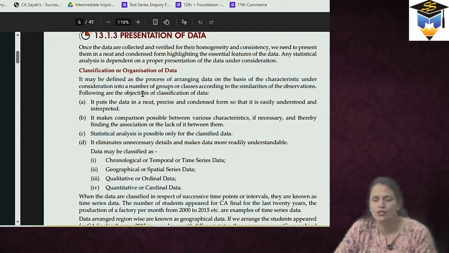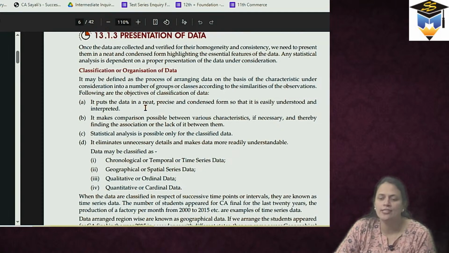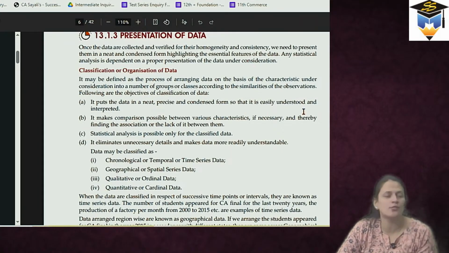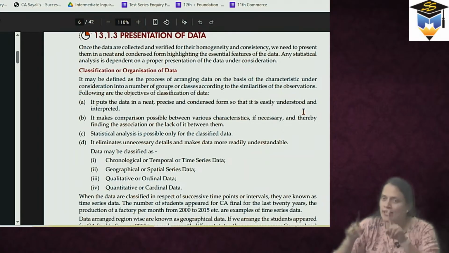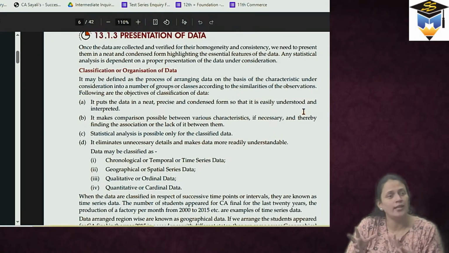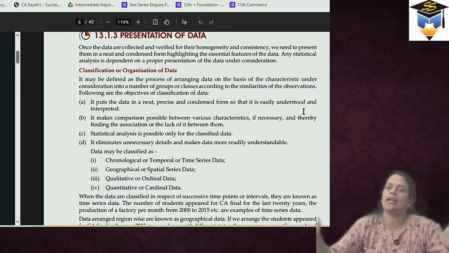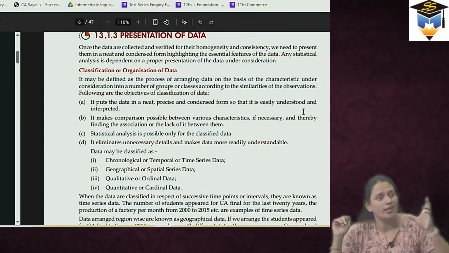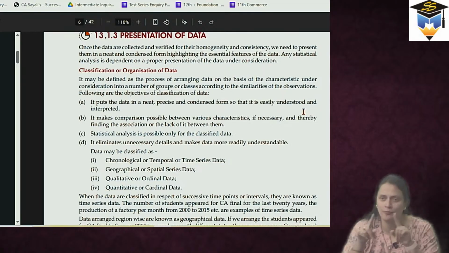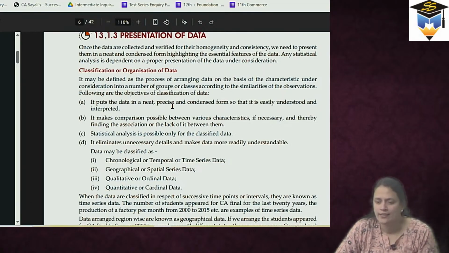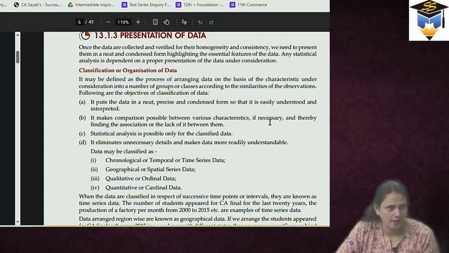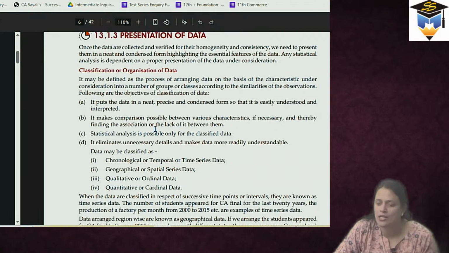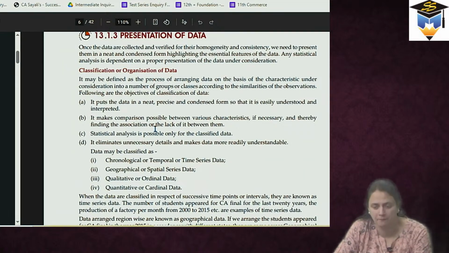What are the advantages of classification of data? It puts the data in a neat, precise and condensed form so that it is easily understood and interpreted. So if I draw a table very nicely, then it will help me. Just by looking at the table, I can understand which data it is. Instead of reading each and every paragraph, it is very easy for me from a table. Okay. Then it makes comparison possible between various characteristics if necessary, and thereby finding association or lack of it between them.